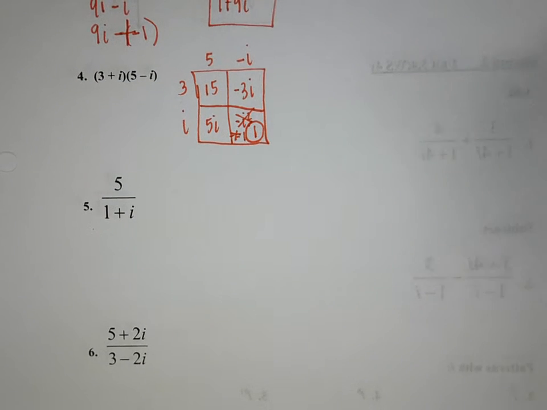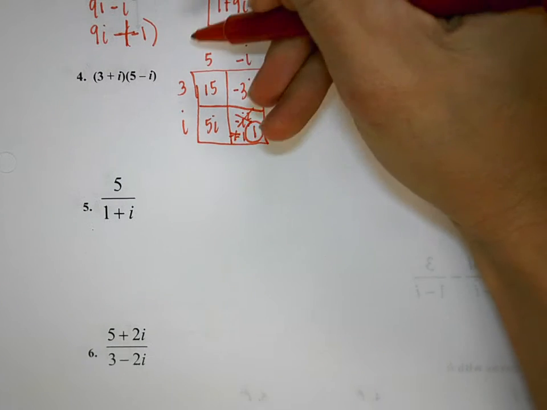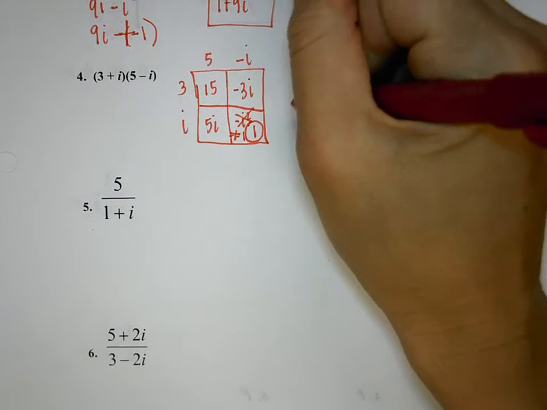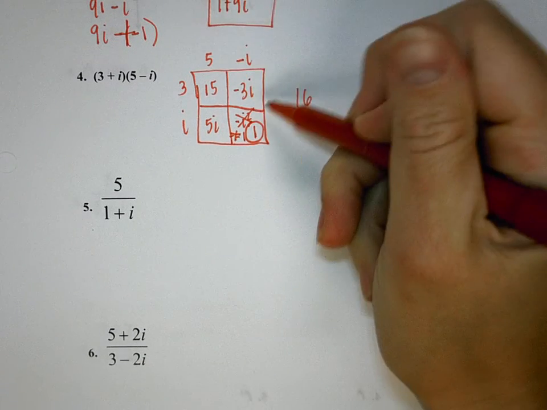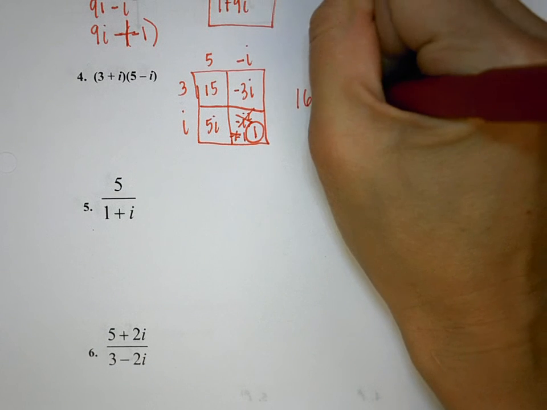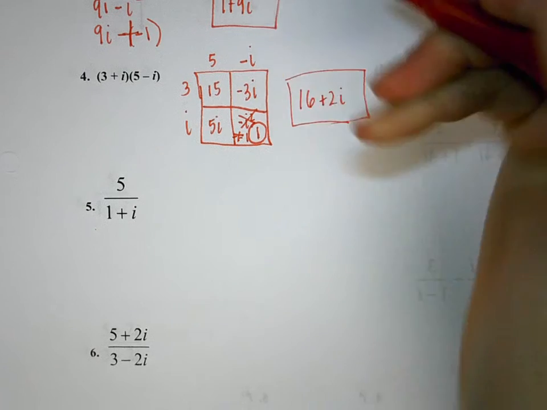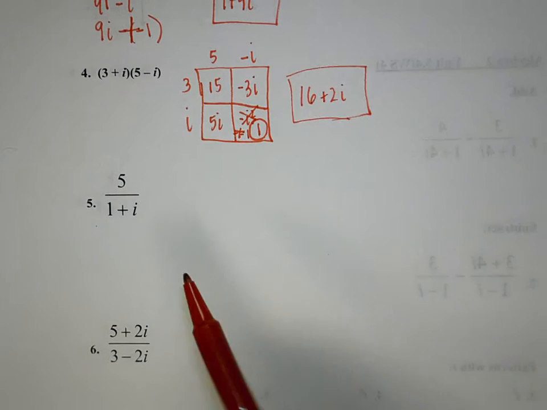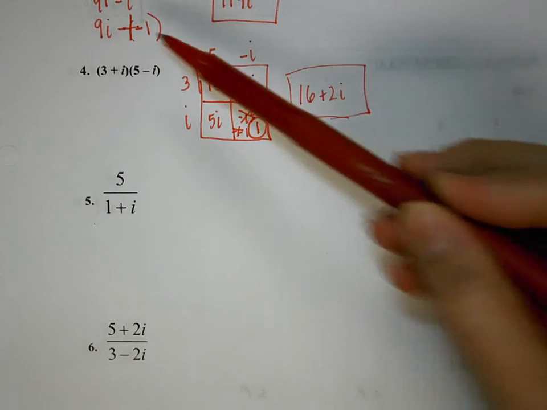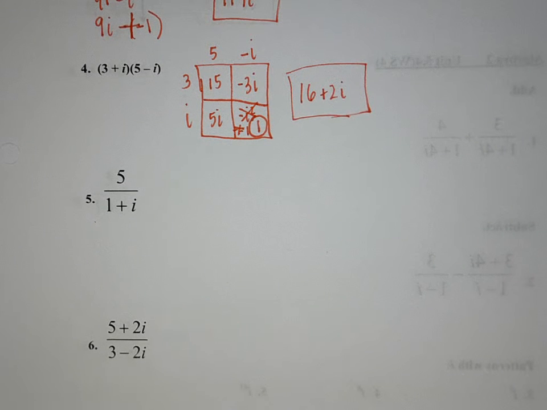So if you notice on this, you have like terms going in both diagonals. So 15 and 1 we can add together, which is how much? 16. And then 5i and negative 3i makes positive 2i. And that's how we get the answer. So when you're doing a box, you're going to end up with like terms in both diagonals. You should never have an i squared in your answer. We know that i squared always equals negative 1.